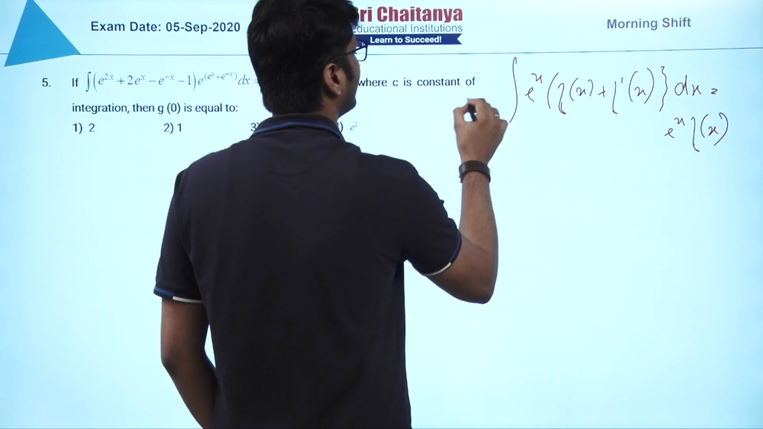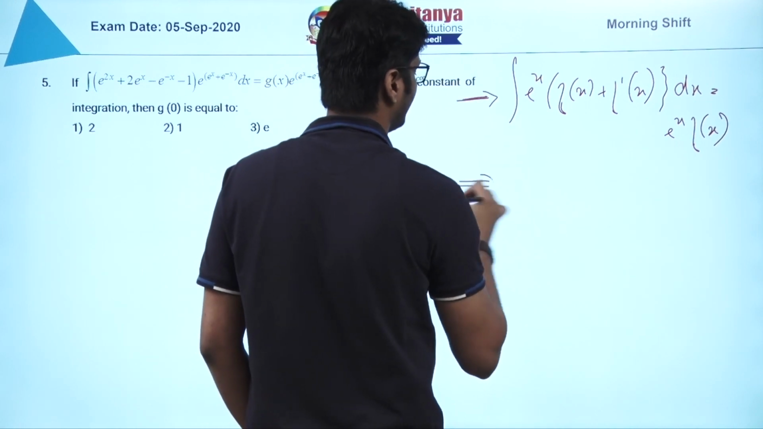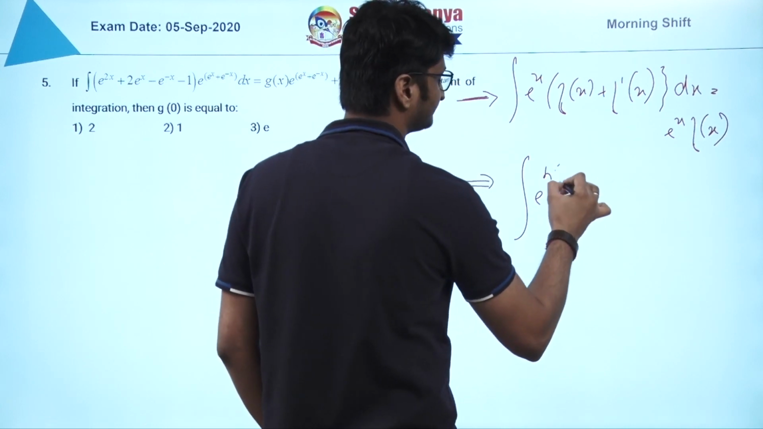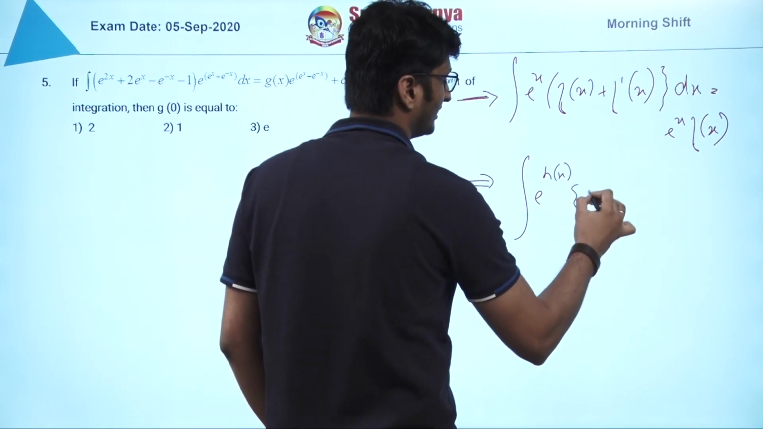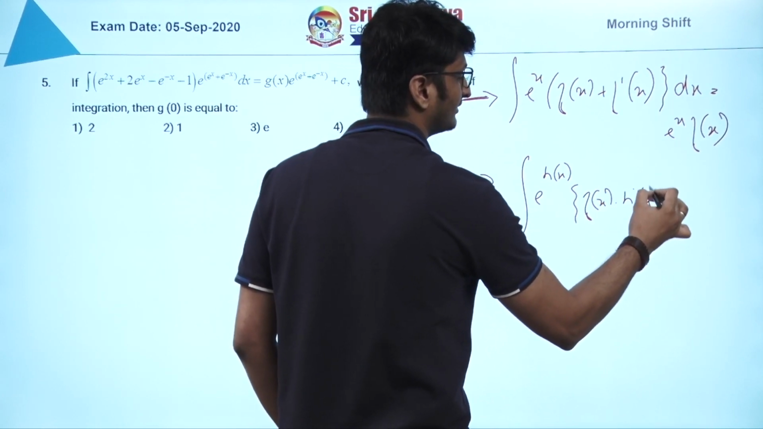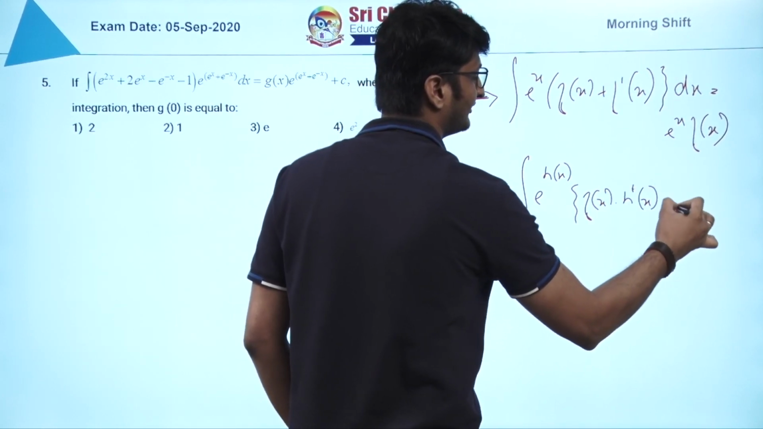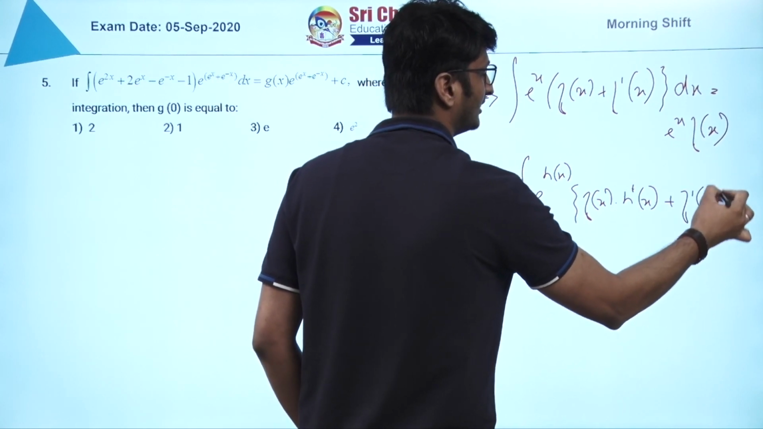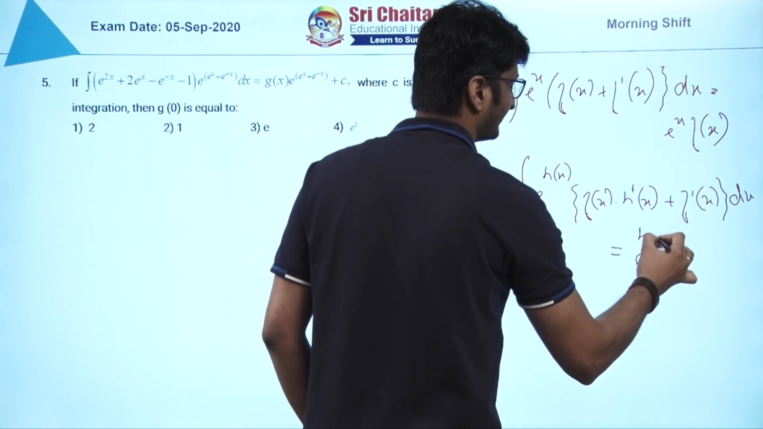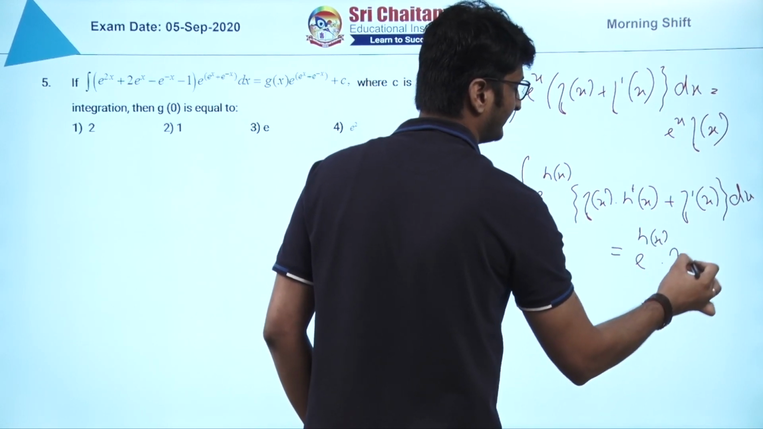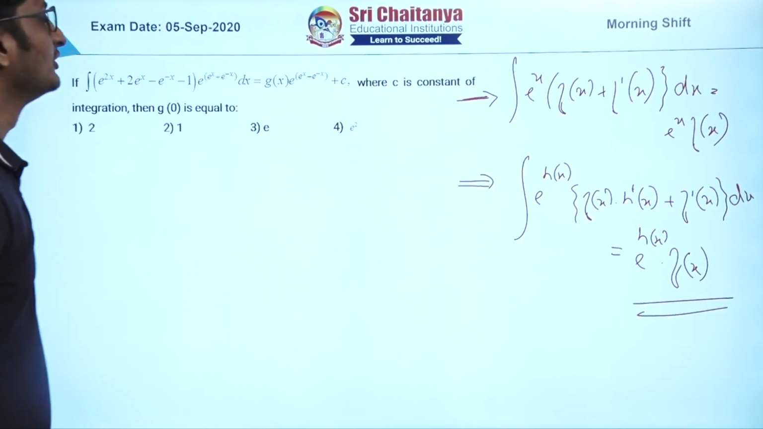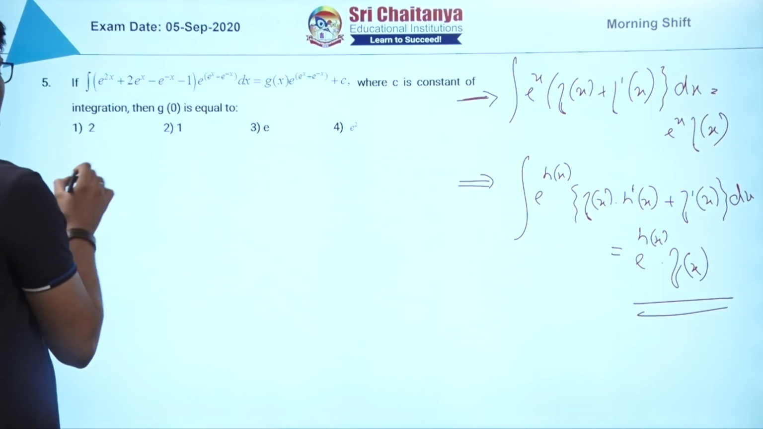We have one more result that students do not generally remember, but you should: integral of e to the power h of x into f of x times h dash x plus f dash x dx is equal to e to the power h of x into f of x. Please try to remember this result. If you know this result, this question can be solved in one line itself.